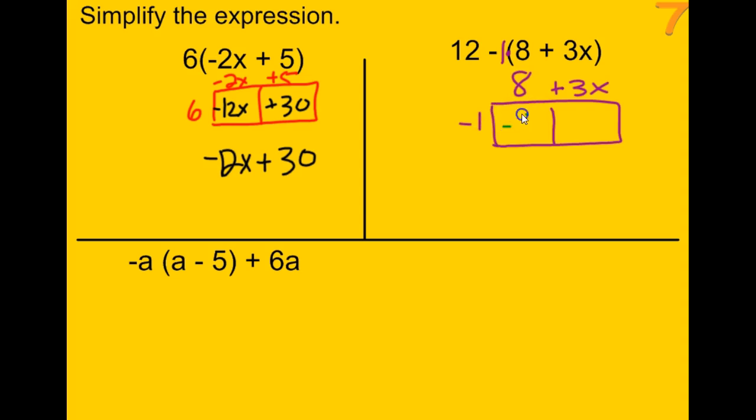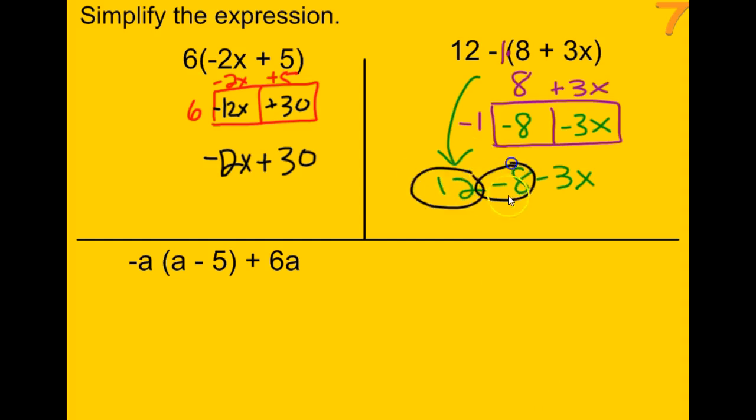So negative 1 times 8 is negative 8. Negative 1 times 3x is negative 3x. And then we have this 12 here as well. So combining our like terms, 12 minus 8 should give us 4. So our answer is 4 minus 3x, or negative 3x plus 4, either way.